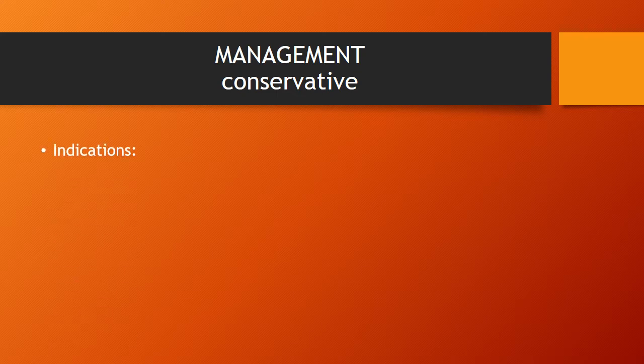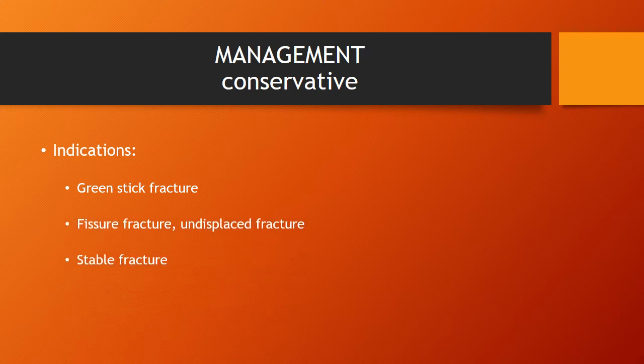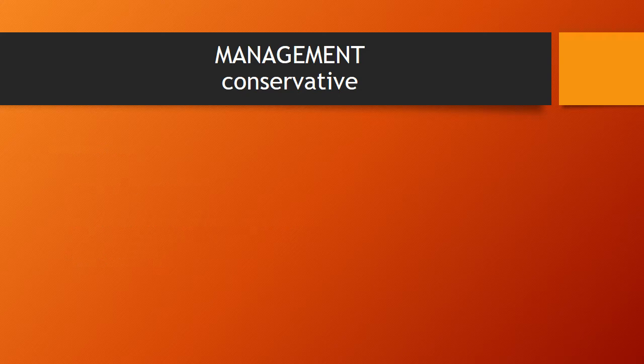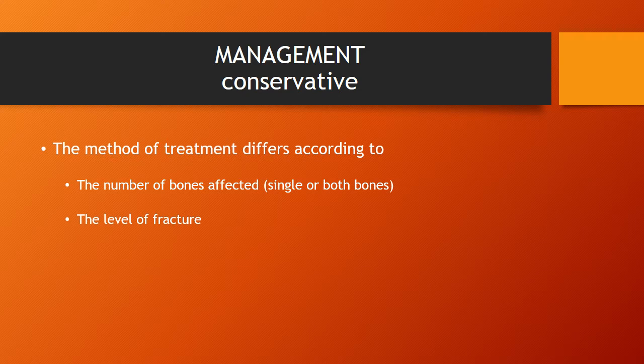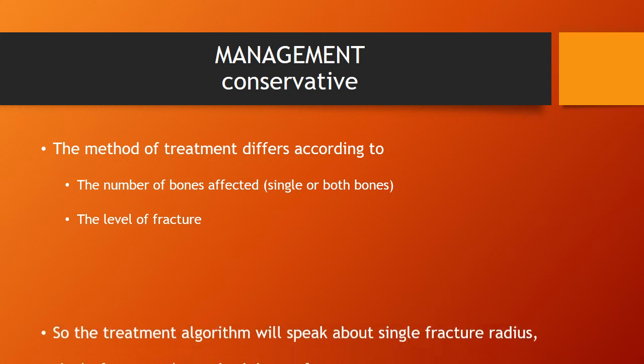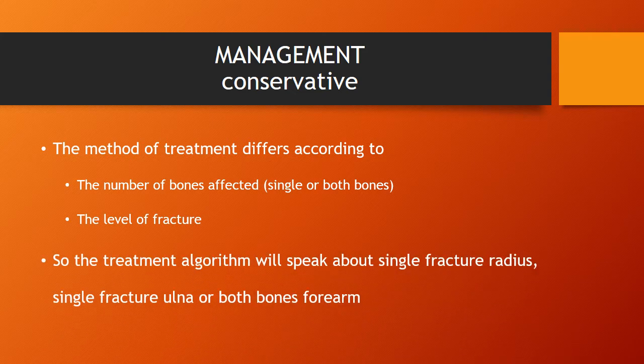When we go conservative, in the following cases: firstly, in a greenstick fracture, there is no need for operation. Also in a fissure fracture, an undisplaced fracture, and a stable fracture, and we knew the criteria of stability from before. The method of conservative treatment differs according to the number of bones affected, single or both bones, and the level of the fracture. The treatment algorithm will cover a single, or isolated, fracture of the radius or ulna, and then both bones.